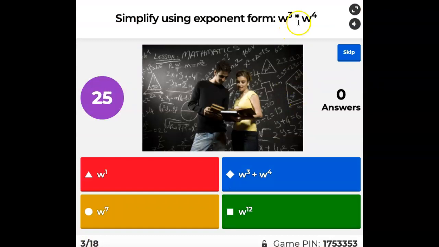That star means multiply. This one was not loading for me. So Alex, it's w to the power 3 times w to the power 4. I hope it loads for the next question, Alex.